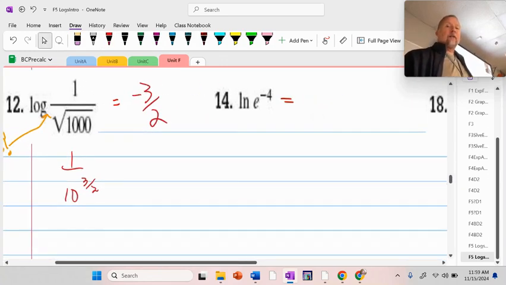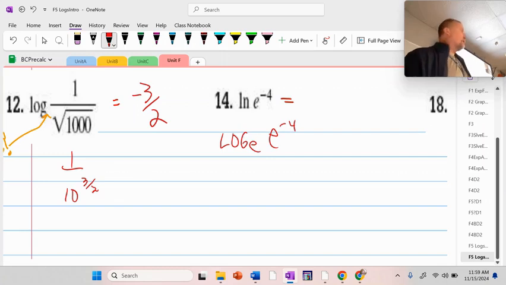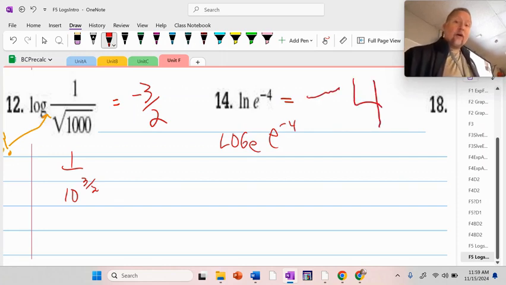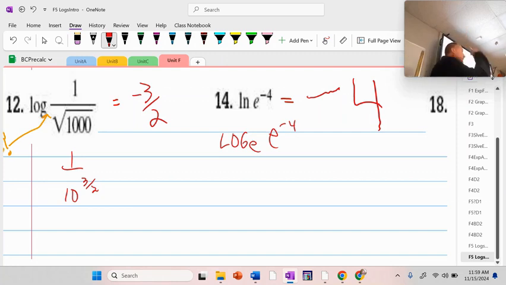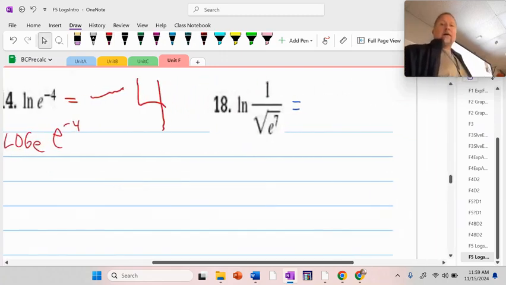What's the answer? Well, ln is log base E of e to the -4th. So what's the answer for ln of e to the -4th? -4. E to what power equals e to the -4th? The answer is -4. Got it? All right. What's this one?